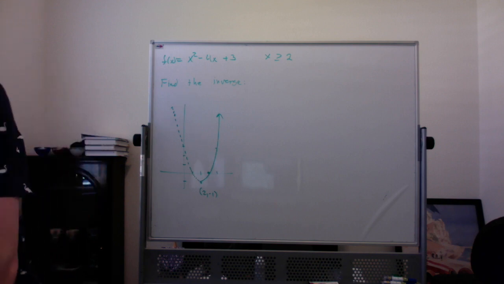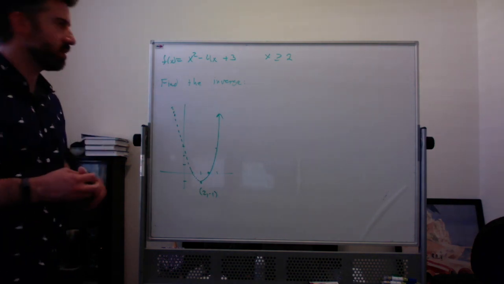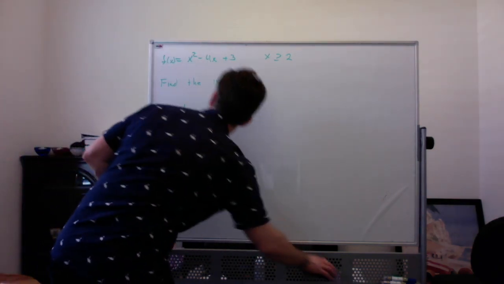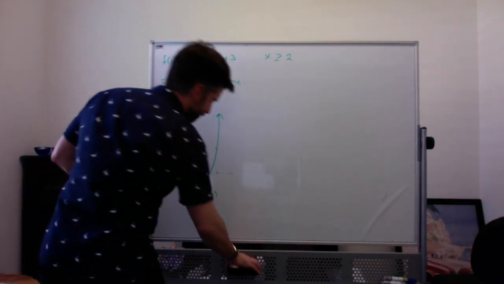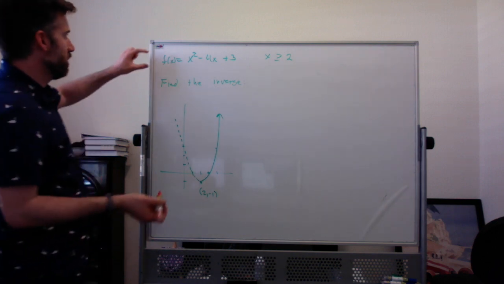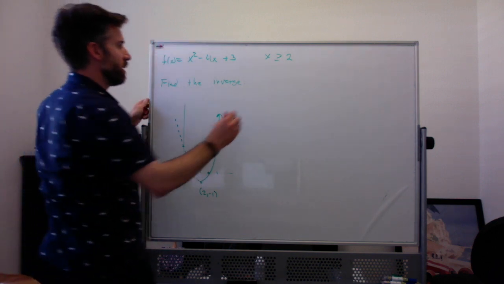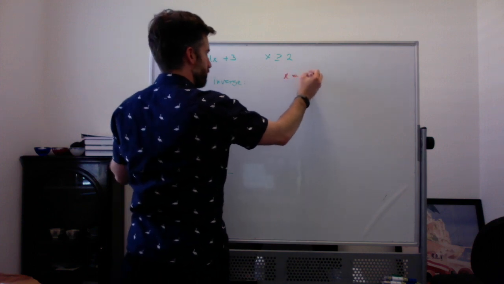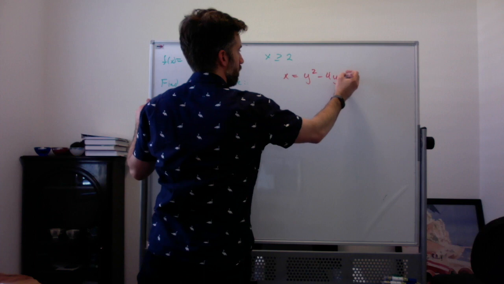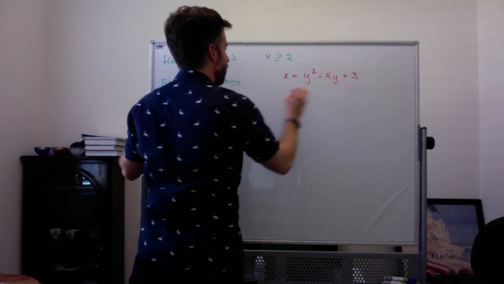So the way you have to find the inverse here is the same as what we did before. And this should look more parabolic. Sorry, it looks kind of wrong the way I've drawn it there. Fix that. Okay. So the way you find the inverse is we switch x and y. So instead of writing y equals x squared minus 4x plus 3, I'm going to write x equals y squared minus 4y plus 3. And then we're supposed to solve for y.